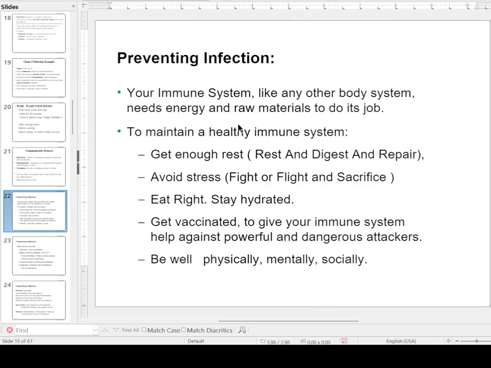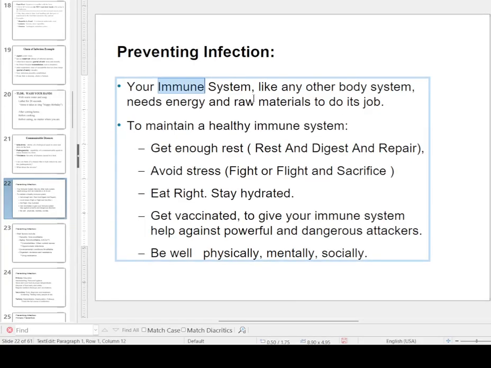So how do you stop the general public from getting infected in the first place? Well, for the individual, the best thing to do is to have a strong immune system. How do you strengthen your immune system? Well, your immune system is incredibly energy intensive. And so you need to give it lots of energy and, of course, the raw materials to do its job. So since the immune system is energy intensive, you want to conserve your own energy. So get enough rest. If you get weaker, your immune system doesn't work so well and you are more vulnerable to infectious disease.